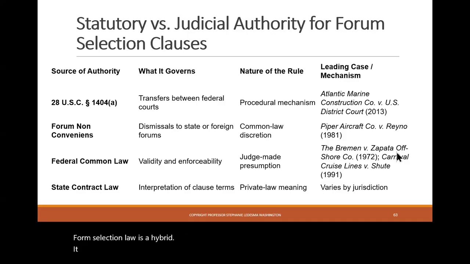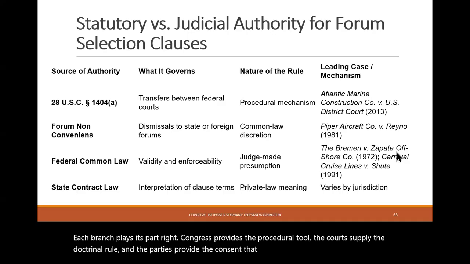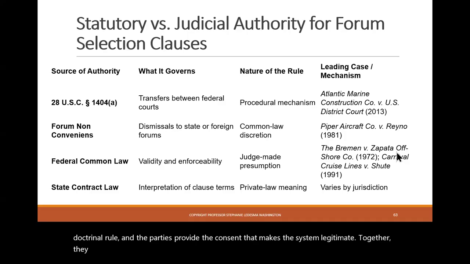It is statutory in its mechanism, judicial in its enforceability, contractual in its origin. Each branch plays its part, right? Congress provides the procedural tool, the courts supply the doctrinal rule, and the parties provide the consent that makes the system legitimate. Together, they create predictability in an otherwise chaotic world of multi-jurisdictional litigation.